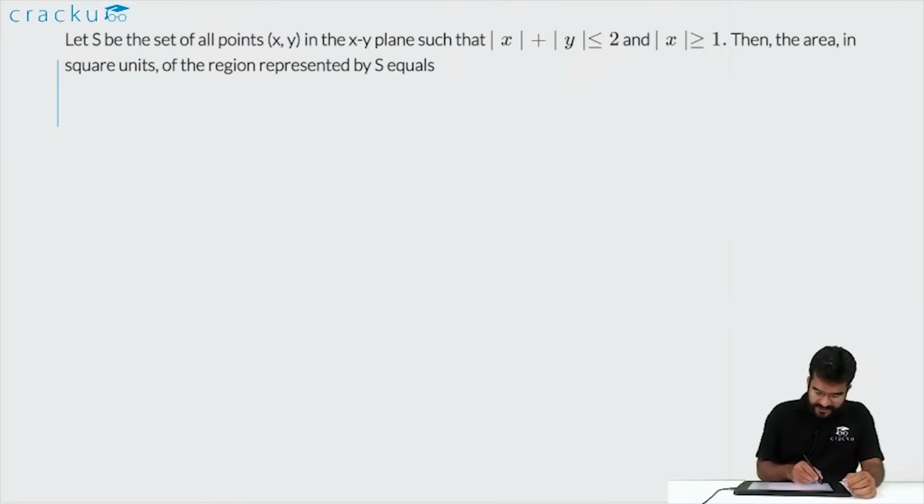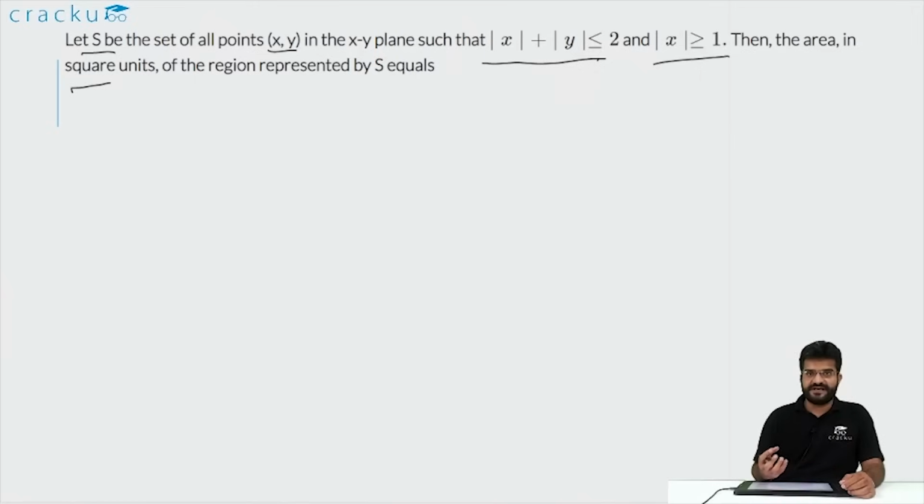In this question, we are given that S is the set of all the points x comma y in the xy plane which satisfy these two inequalities. One inequality is modulus of x plus modulus of y is less than or equal to 2, and the second inequality is that modulus of x is greater than or equal to 1. Now we are required to find out the area in square units which is represented by this region.